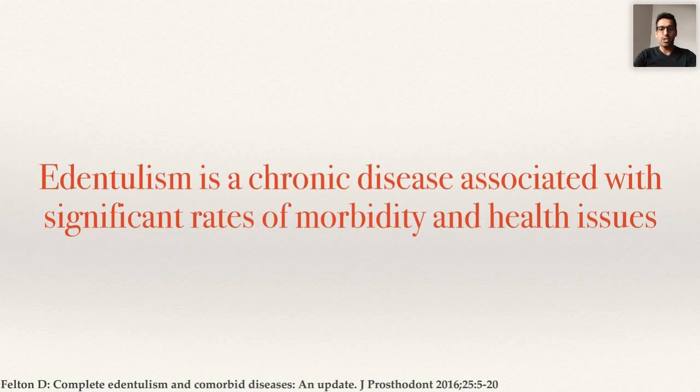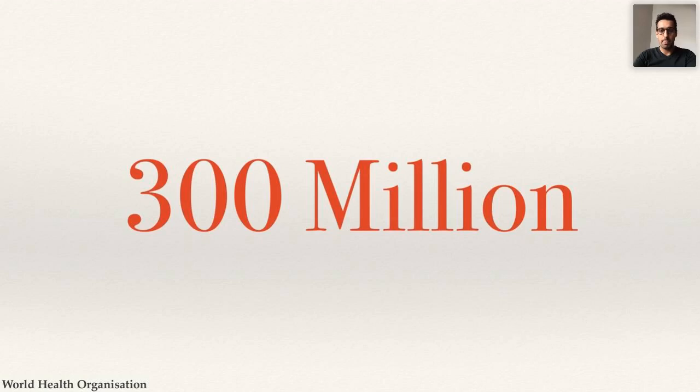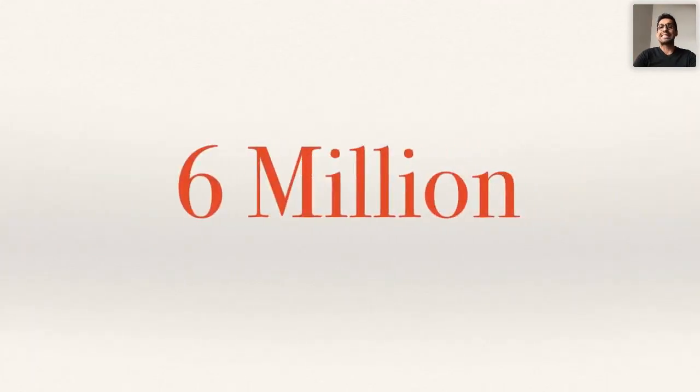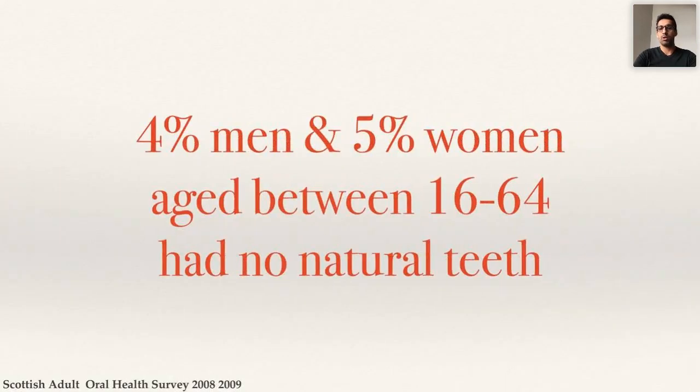So, this statement: edentulism is a chronic disease associated with significant rates of morbidity and health issues. I hope that we would all be in agreement that this is the case. The WHO estimate that there are 300 million people around the world with either one or both jaws with no teeth. How about closer to home? I'm based up in Scotland, but let's look at some UK figures. In Europe, 40 to 50% of the European population will be over 65 by 2015. So it's a growing problem. In the UK, an estimated 6 million people do not have any teeth in either the maxilla or the mandible. In Scotland, 4% of men and 5% of women aged between 16 and 64 have no natural teeth. It's a big problem. There's a lot of work for all of us.